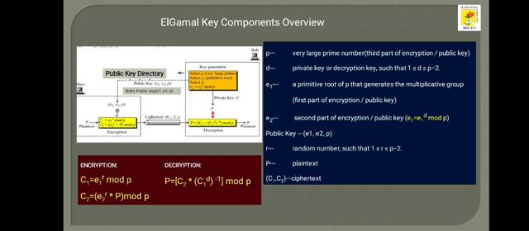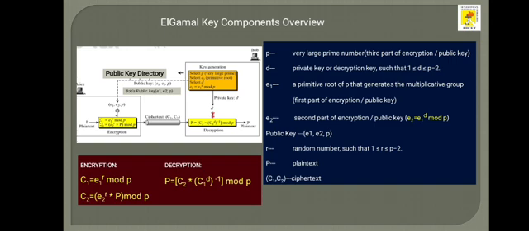C2 is equal to E2 to the power of R into P, where P is the plain text, and we need to calculate the mod P for C2. The ciphertext is twice as long as the plain text. ElGamal is a probabilistic encryption scheme, which means that the same message M produces a different ciphertext C1, C2 each time because of the random number R.